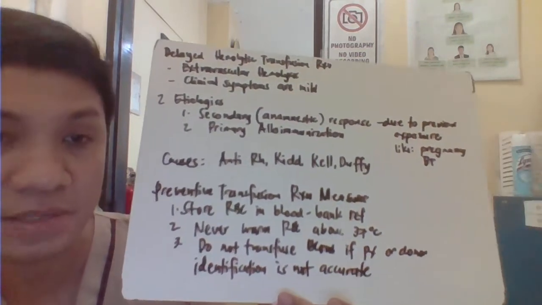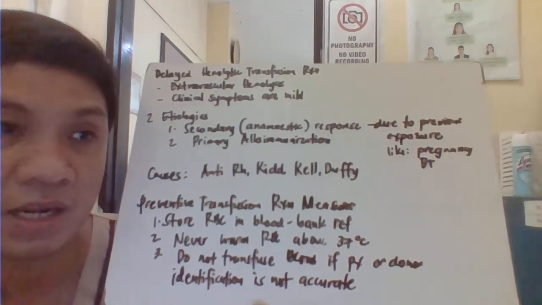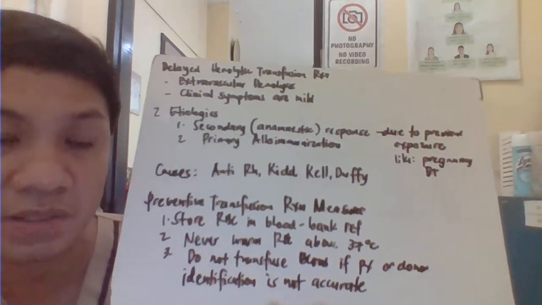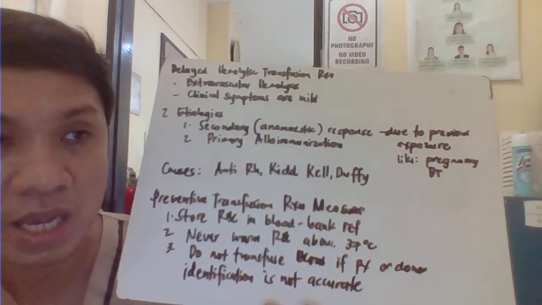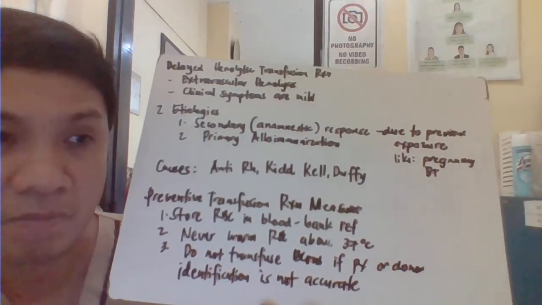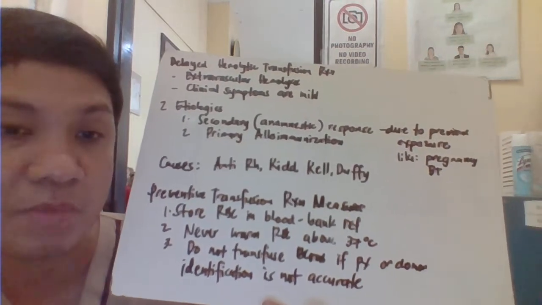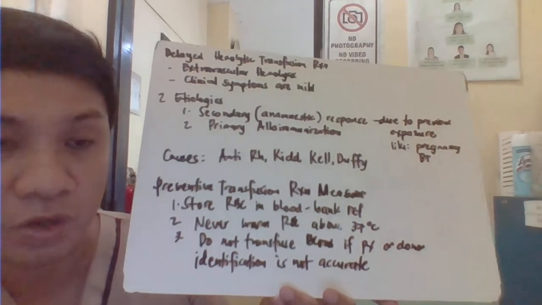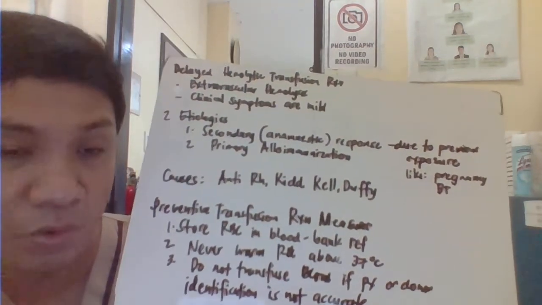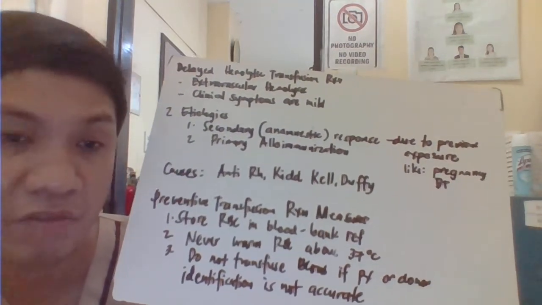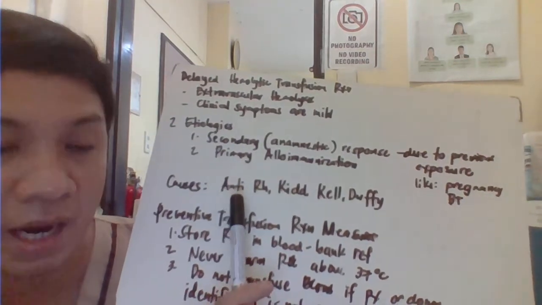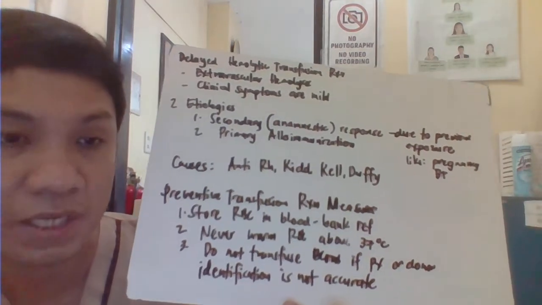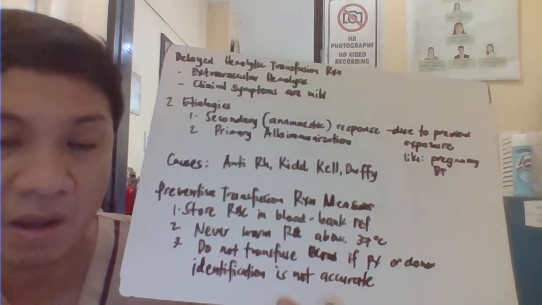So there are two mechanisms here for the development of your delayed hemolytic transfusion reaction. One would be the secondary or anamnestic response, meaning to say the patient has been exposed to the blood group antigen previously, wherein the patient is negative for that by pregnancy or even blood transfusion, which allowed the patient to be exposed, and then the patient develops an antibody. And those antibodies are IgG antibodies. Okay, or the primary alloimmunization, the first time the patient is exposed.